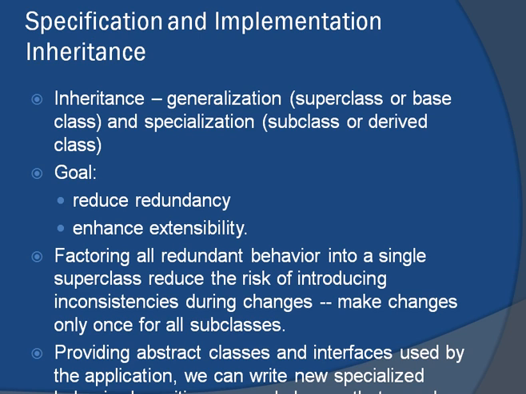Providing abstract classes and interfaces used by the application. We can write new specialized behavior by writing new subclasses that comply with the requirements here. So when we are following inheritance, we can write some new methods, some new specialized behavior into the subclasses or derived classes. So that will obviously make those subclasses specialized ones.